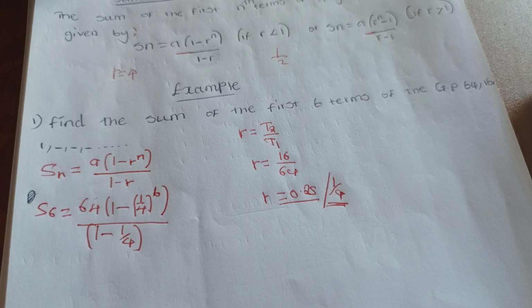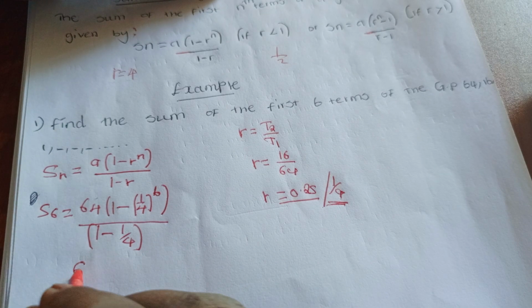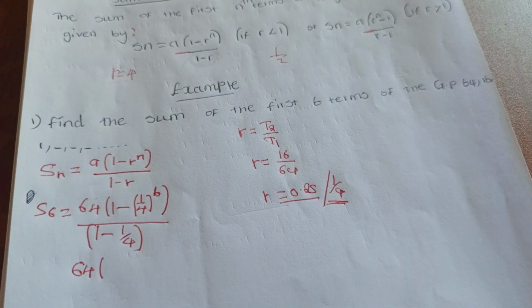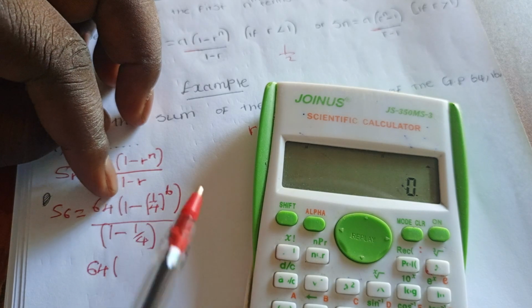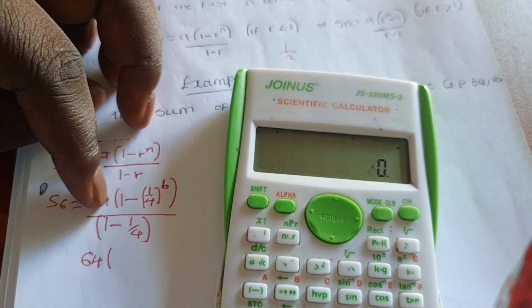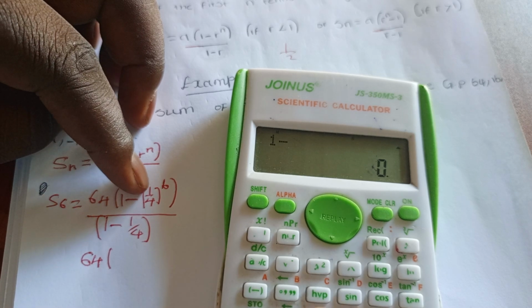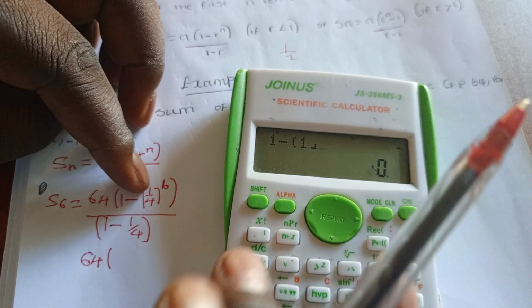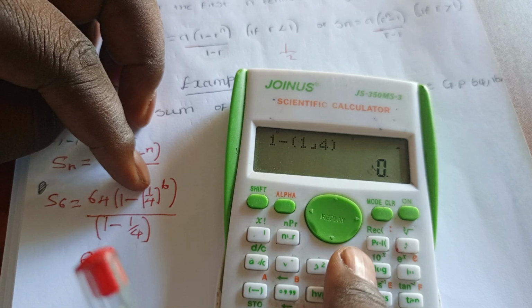If you want, you can leave your answers in decimal form, or you can put them in fractions. So I'll maintain this 64, open bracket, and solve what's inside here. I'll get my calculator here and punch in what's inside. So this is 1 minus, open bracket, 1 over 4, close bracket, to the power 6.